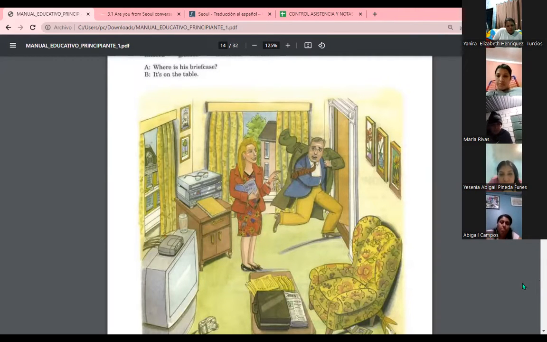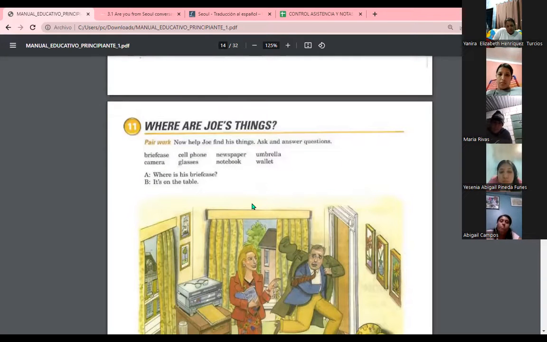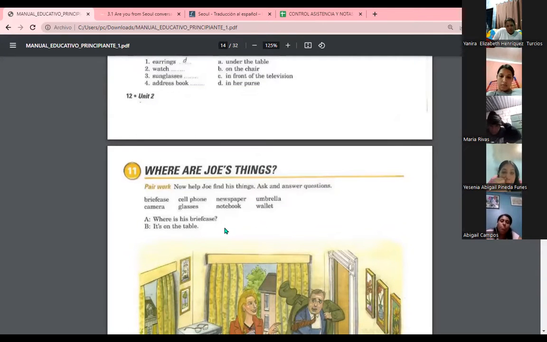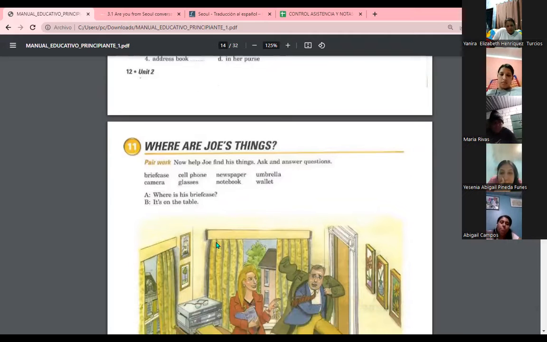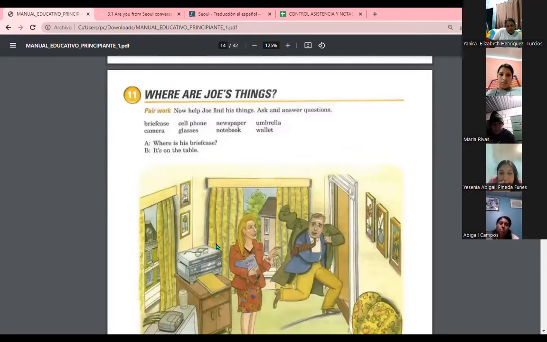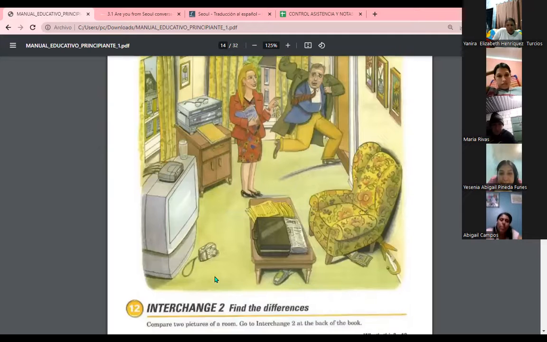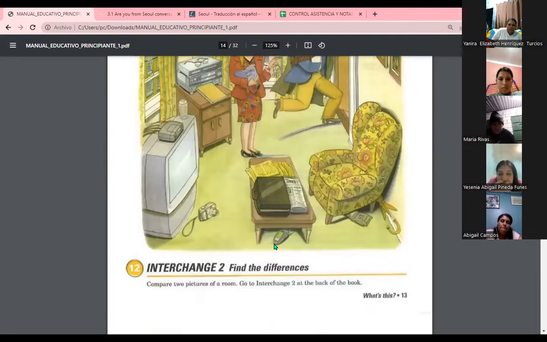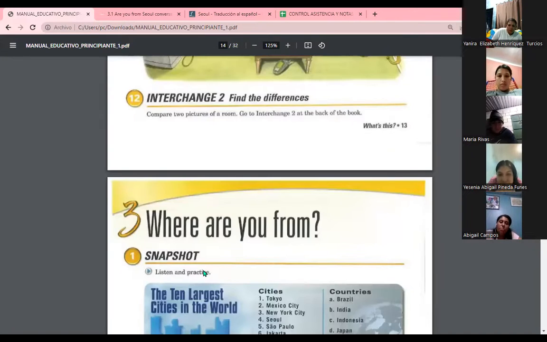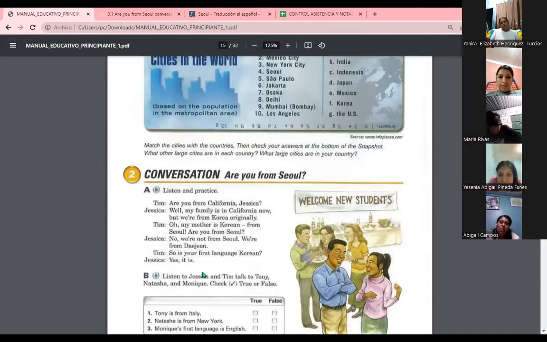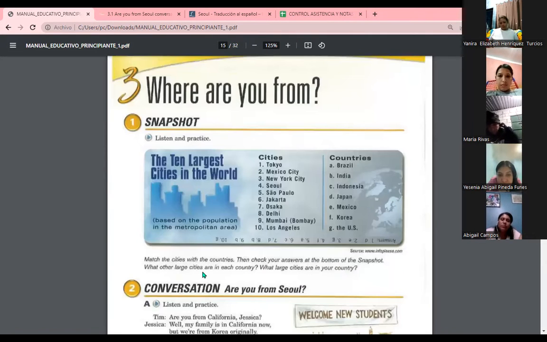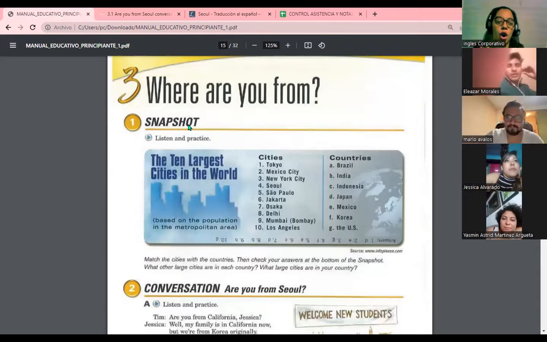Y eso es como un ejercicio, ¿verdad? De newspaper, de umbrella, de wallet, de briefcase, de camera, de glasses, de notebook, right? Excelente, y ahí tenemos la cámara, ¿ve? Aquí está, ¿ve? The wallet. Ok, muy bien, it's under the sofa. Where are you from, Eleazar?